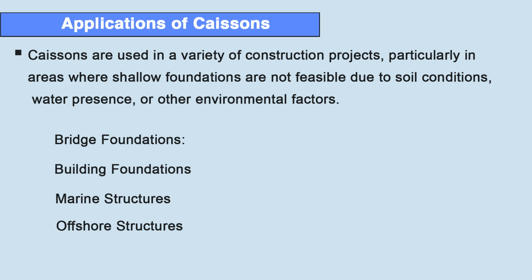Third is marine structures. Caissons are frequently employed in the construction of docks, breakwaters and sea walls, providing stable foundations in challenging environments. Fourth is offshore structures. For oil rigs, wind turbines and other offshore facilities, caissons offer a reliable foundation system that can withstand the harsh marine environment.